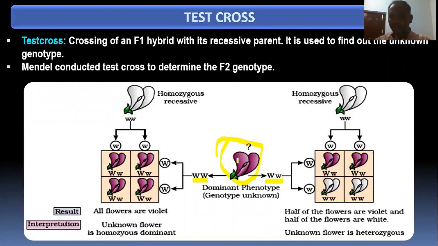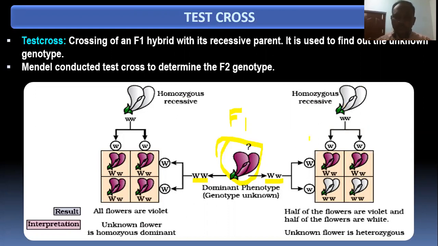But we are not sure the genotype is either capital W capital W or capital W small w. So we have to know whether it is capital W capital W homozygous dominant or heterozygous dominant. So we are performing test cross. We are taking this F1 hybrid plant and crossing with the homozygous recessive parent. Here the recessive flower color is white.